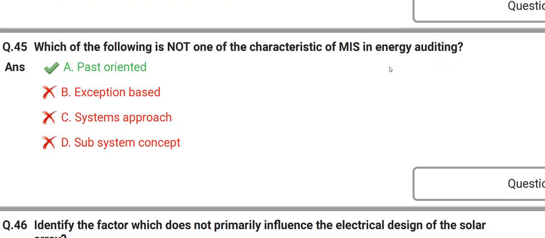Which of the following is not one of the characteristics of the MIS in energy auditing? So MIS means Management Information System. It is the study of the technology, organizations, and the relationship among them. Exception based energy auditing will be there, a system approach for future purposes, and a subsystem concept for taking future aspects. So past oriented system is not a characteristic of the management information system.